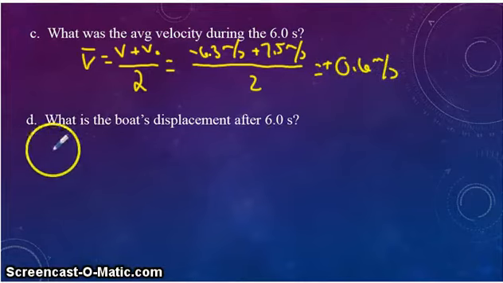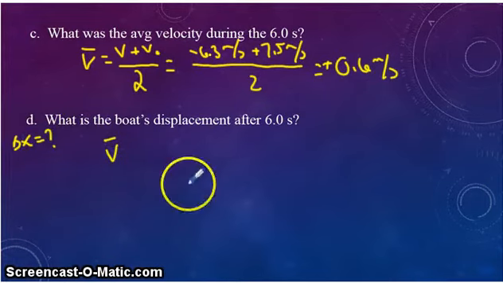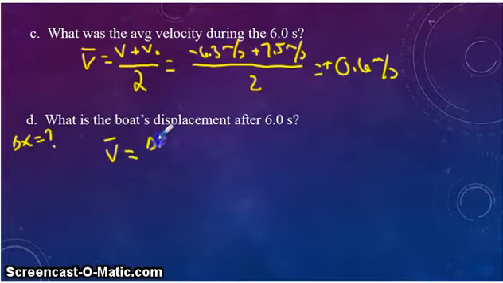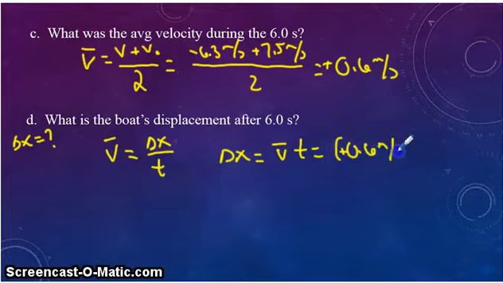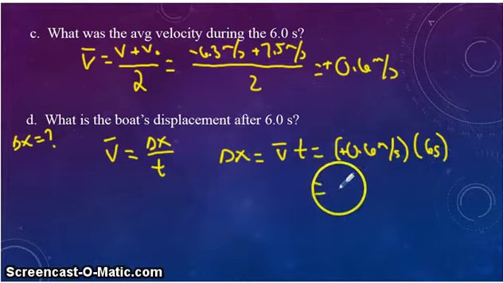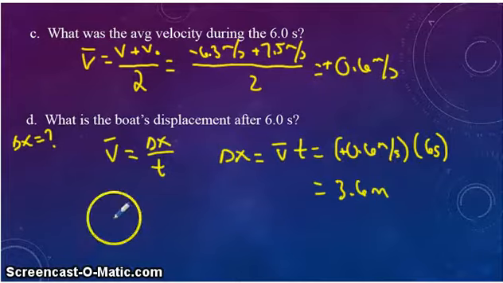Now, if we want to figure out the boat's displacement, we have average velocity, so our delta x is our unknown. We have average velocity equals delta x divided by time. If I cross multiply by t, my change in position is the average velocity times the time. So that is positive 0.6 meters per second times 6 seconds. So I get 3.6 meters.